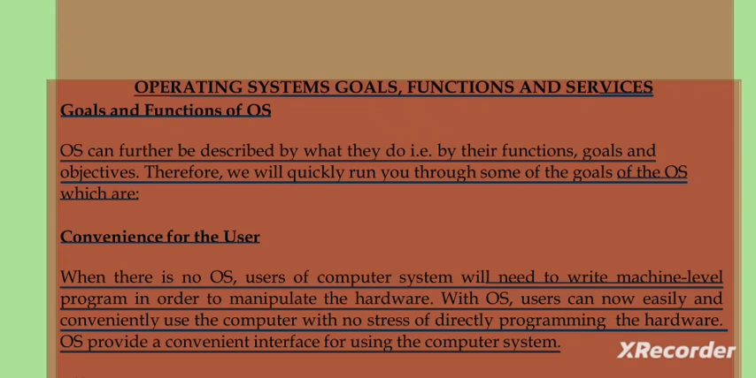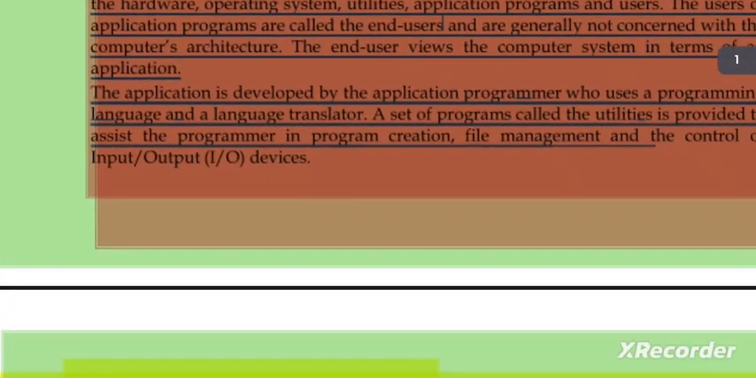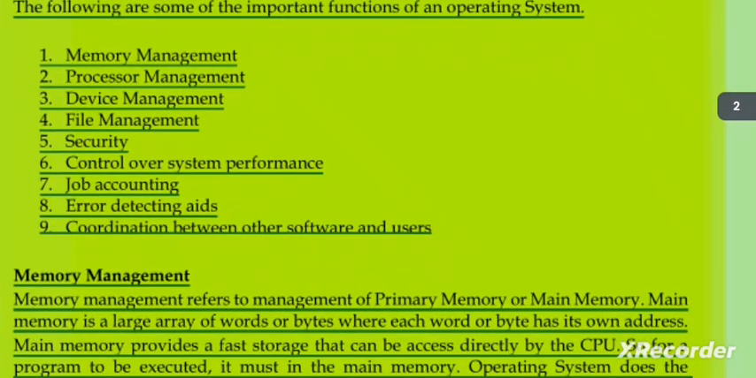Operating systems have very many functions in a computer or in any device where an operating system is applicable. So let's look at some of the functions of the operating system. Some examples include memory management, processor management, device management, file management, security, control of system performance, job accounting, error detecting, and coordination between other software and users.